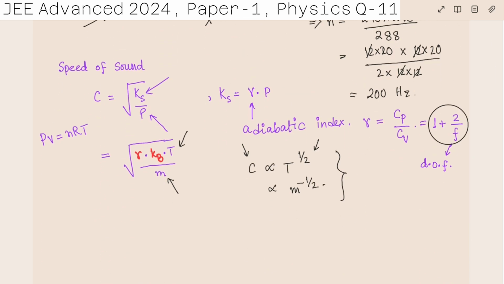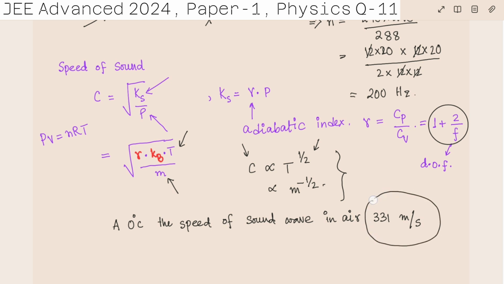Correct. Okay, so for the information, at 0 degrees centigrade, the speed of a sound wave in air is approximately 331 meters per second. That's in SI units. So that's the very standard value here.